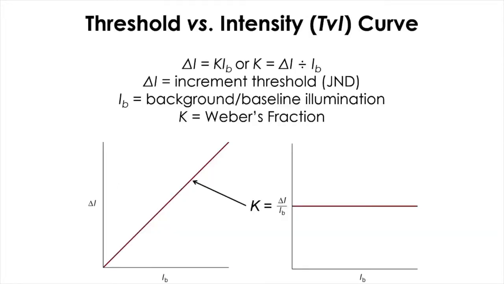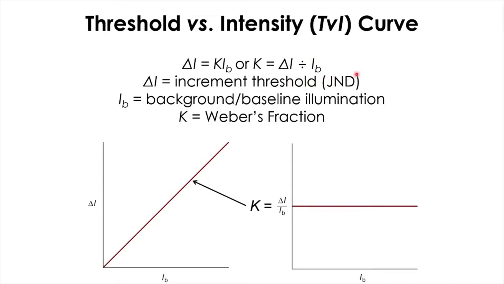Weber's law is really this linear relationship between the increment threshold and background luminance. Sometimes this relationship is called the Weber-Fechner law, because Fechner also described the same relationship in a slightly different manner independently. This law can be expressed mathematically as in these two equations, right? Delta I equals K times IB, or K equals delta I divided by the background intensity.